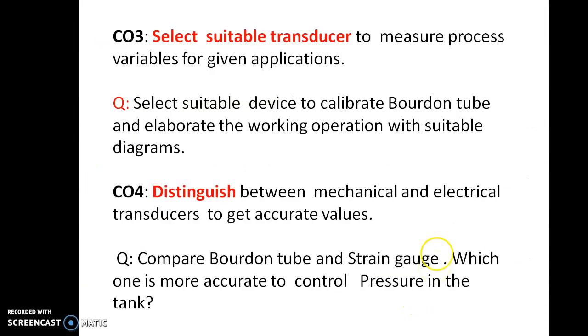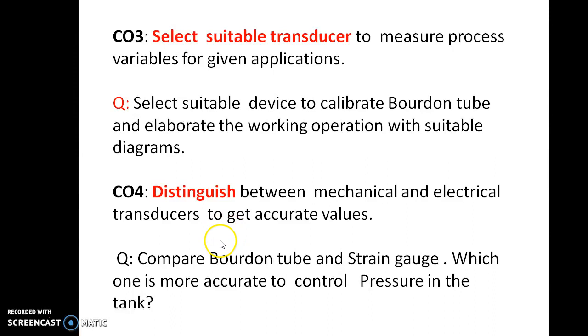Now the third one, select suitable transducer. It's a very indirect question. I will not give it directly. I will give, for example, select a suitable device to calibrate the Bourdon tube. This is the same subject I am asking at remembering level, understanding level, and I am asking it using the same words at apply level also. Select the suitable device to calibrate the Bourdon tube and elaborate the working operation with suitable diagrams. So I didn't give the direct question. The student has to think about which device is suitable to calibrate the Bourdon tube, then apply that knowledge and then attempt the question. So this is apply level only.